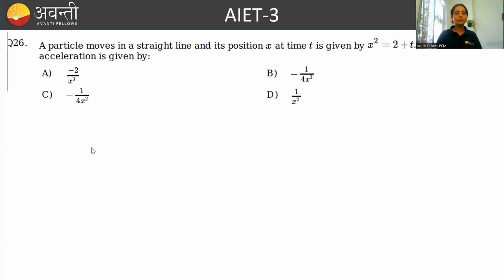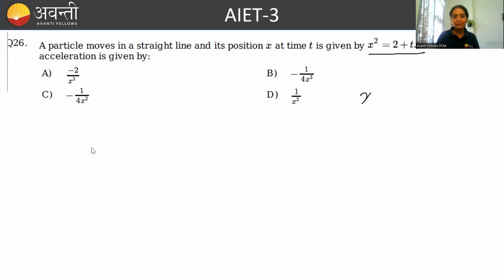Now let's do this question. There is a particle that moves in a straight line and its position x at time t is given by this. Its acceleration is given by. Now, position as a function of time is given, and we have to calculate acceleration as a function of displacement, right? How will we do that?